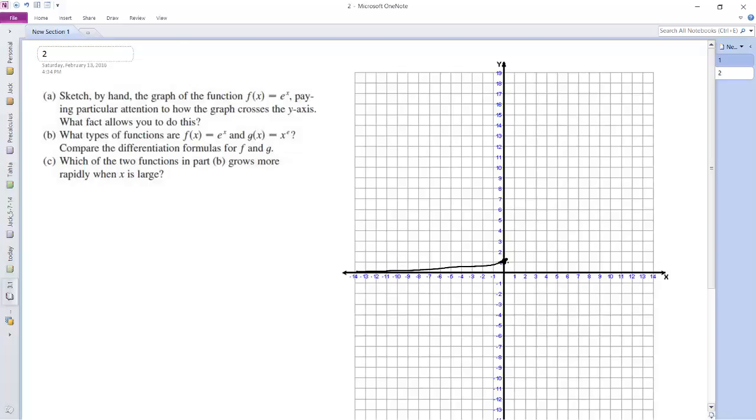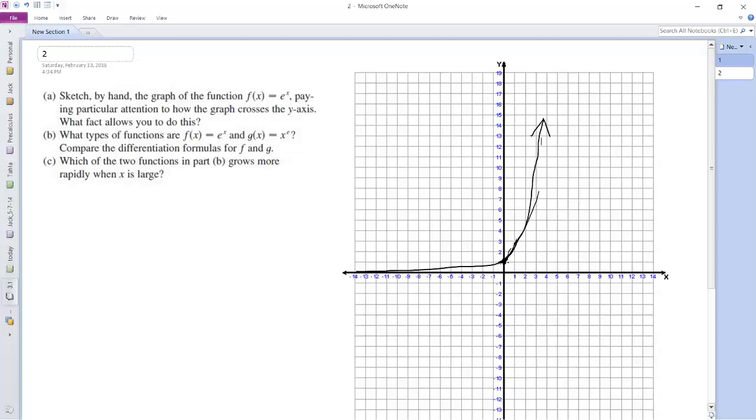And roughly, e is 2.718, just a little bit below 3, so it's going to be somewhere right around here for 1 raised to the 1. We can kind of see it's going to look something like this. Maybe a little more bowed out. Probably a little steeper. Something like that.